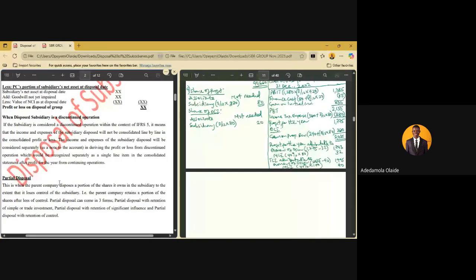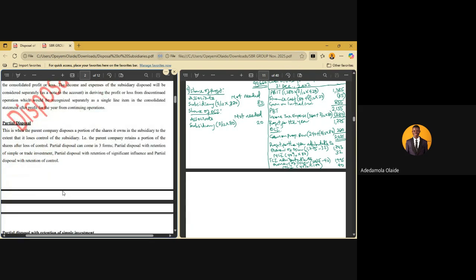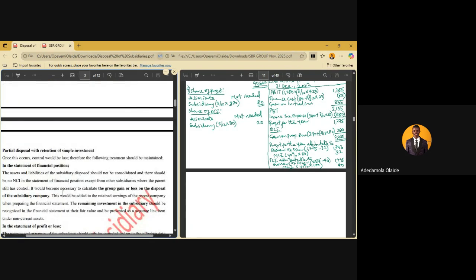So where the disposed subsidiary is seen as a discontinued operation, I want to believe you have done non-current assets held for sale and discontinued operation. That's IFRS 5. So what do you do? The income and expenses of the subsidiary will not be consolidated. Rather, they will be shown separately as the report of the discontinued operation.